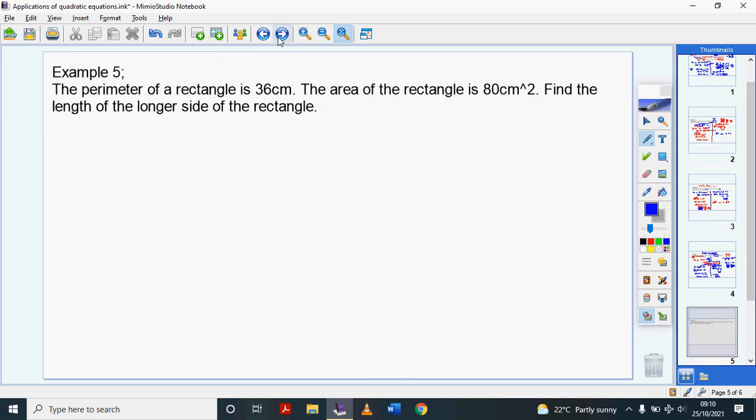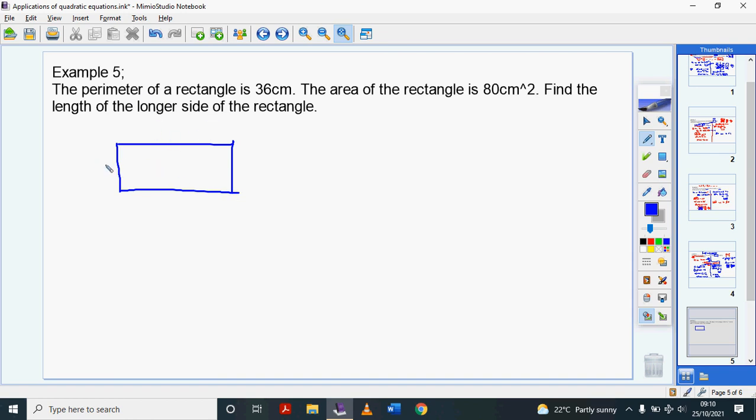Okay, last example. The perimeter of a rectangle is 36 centimeters. The area of the rectangle is 80 centimeters squared. Find the length of the longer side of the rectangle. So these are so many words, you can look at them and get scared, but what you do first is draw the rectangle, right? The perimeter of a rectangle is 36.